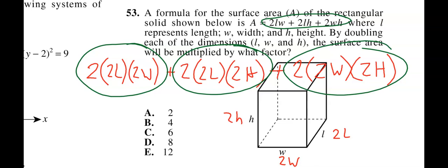4. That's right. I'll show you right here. 2 times 2 is 4. So it's 4 times bigger. Every one of those has that extra 2 times 2 in it.